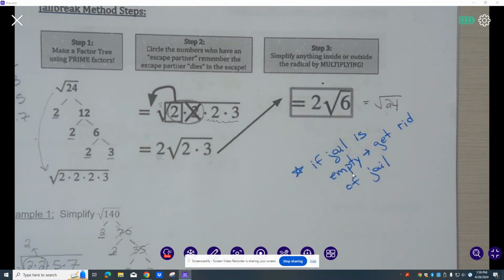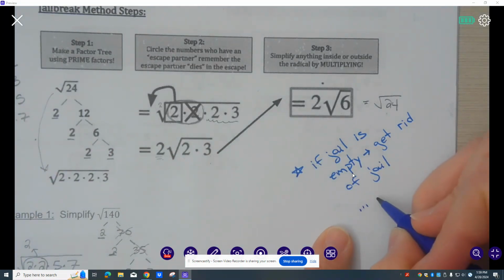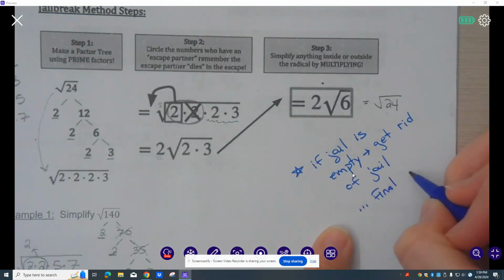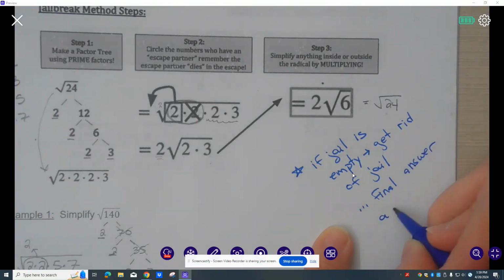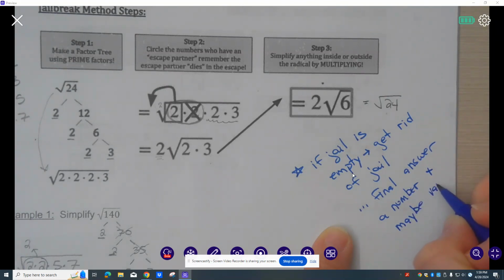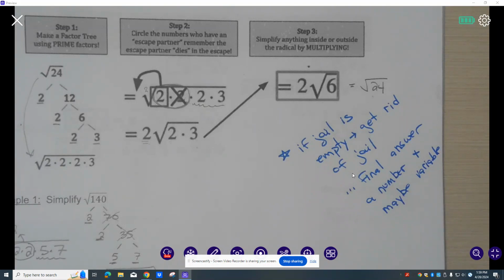So your final answer will just be a number or a variable. No jail. Final answer, a number and maybe a variable, depending on the problem. But no radical. So if the jail is empty, you get rid of the jail.